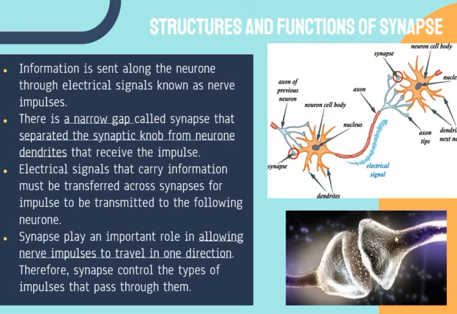So this is referred to as the synapse. The electrical signal here will pass through the synapse to the other neuron. So that is the synapse. You have to know what a synapse is and also what the role of the synapse is.